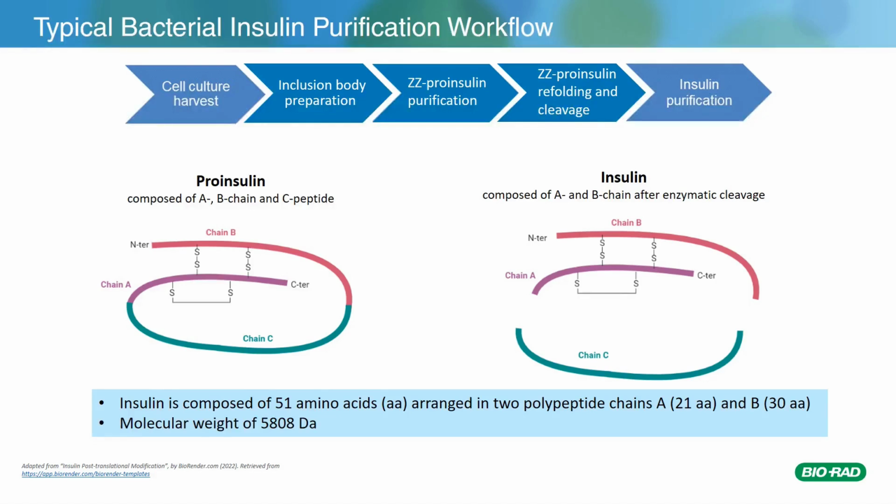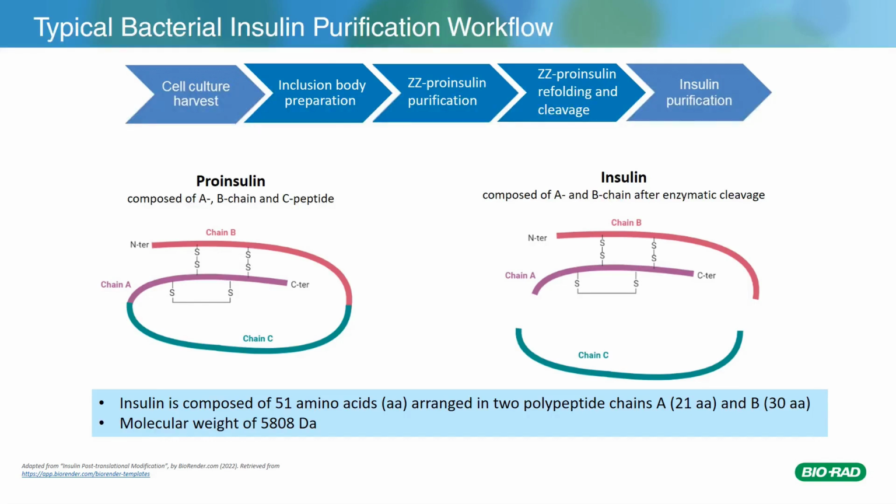The ZZ proinsulin inclusion body prep steps include solubilization, sulfitolysis, concentration, and desalting. And then proinsulin is isolated via capture chromatography and refolding and enzymatic cleavage of proinsulin to remove the C-peptide and ZZ tail to obtain insulin. And then insulin is purified via intermediate chromatography.